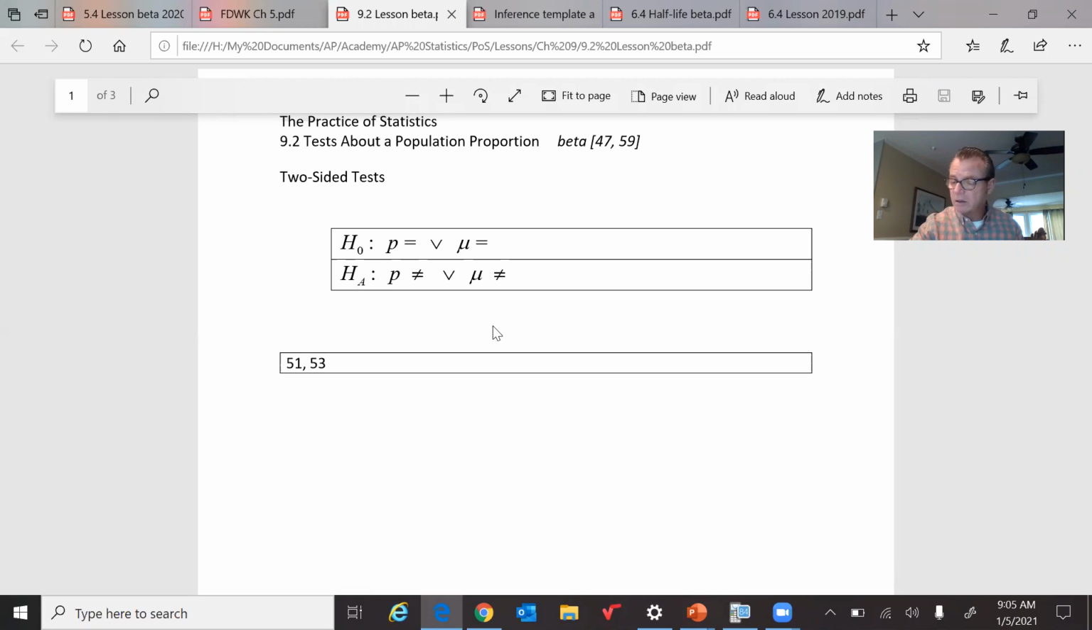So the wording of that smoking question was that the person thought it was not. Didn't believe it was higher, didn't believe it was lower. So you've got to read to detail. So we're going to pause the video and have you go to 51 and 53.